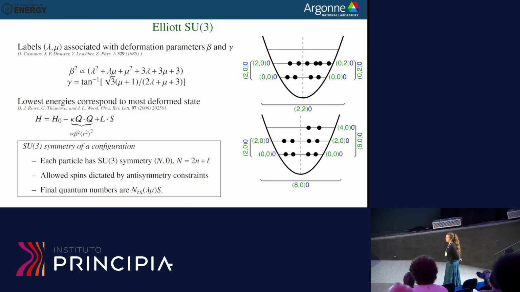This shows up in the shell model in that each particle in a harmonic oscillator state has definite SU3 symmetry, where the symmetry is (N,0), where N is just the N of the oscillator shell. Then if you couple all the particles within a given shell, antisymmetry will enforce a particular spin associated with that shell. And then you get the total symmetry associated with a given configuration by coupling particles across shells up to good proton spin and lambda mu proton, and good neutron spin and lambda mu neutron. Couple those together, you get total lambda and mu and spin. So in this picture, you have both good proton and neutron quantum numbers as well as total quantum numbers.